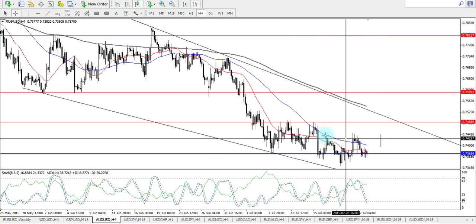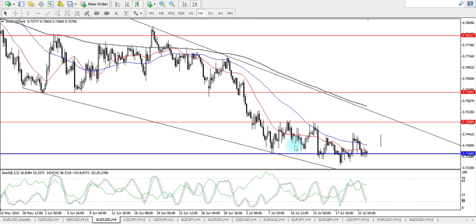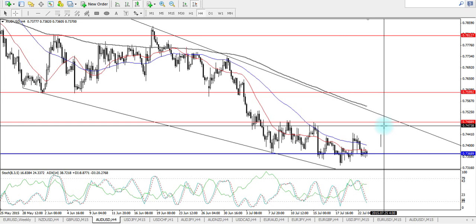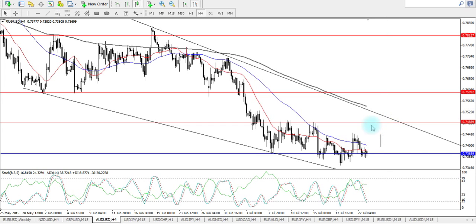If not, if you would like to go for a short, then you may want to wait for price to retrace all the way at least back to the price of 0.7488. It may start to fall a little bit earlier, before you even reach that level. So that's pretty much for Aussie against US dollar.